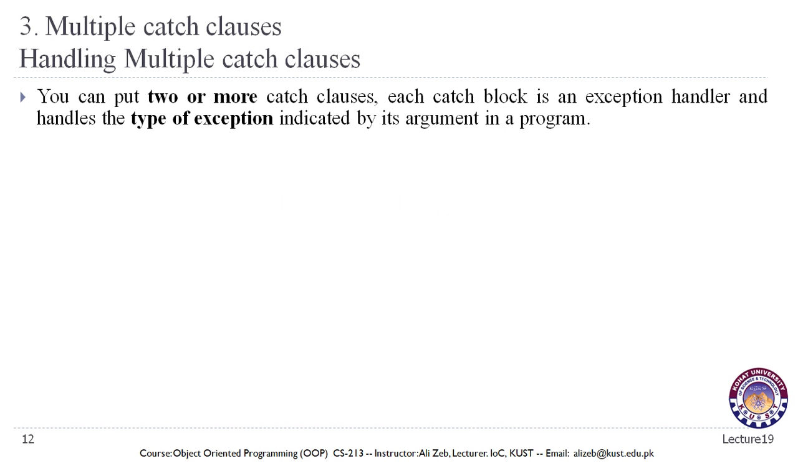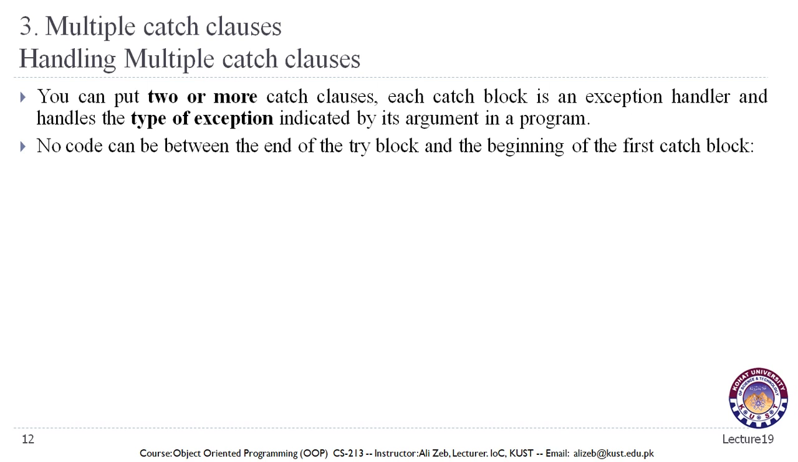Handling multiple catch classes. You can put two or more catch classes. Each catch block is an exception handler and handles the type of exception indicated by its argument in a program. We saw a catch block in our previous example. What we can do is use multiple catch classes in our program, and we can use multiple exception handlers in each of those catch blocks.